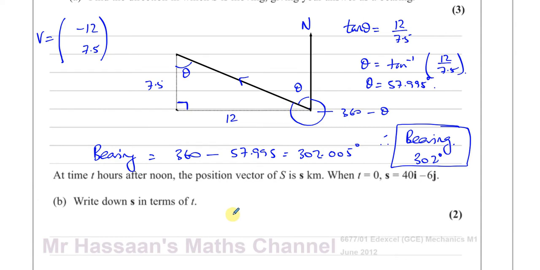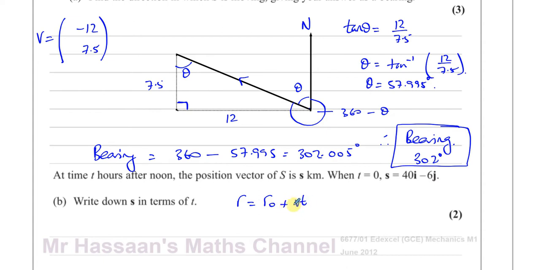We know there's a formula for position vectors, which is r equals r0 plus v times t, where r stands for the position vector of the object at a particular time t, and r0 is the position vector of that particular object when t was 0, in the beginning of its journey, plus vt.